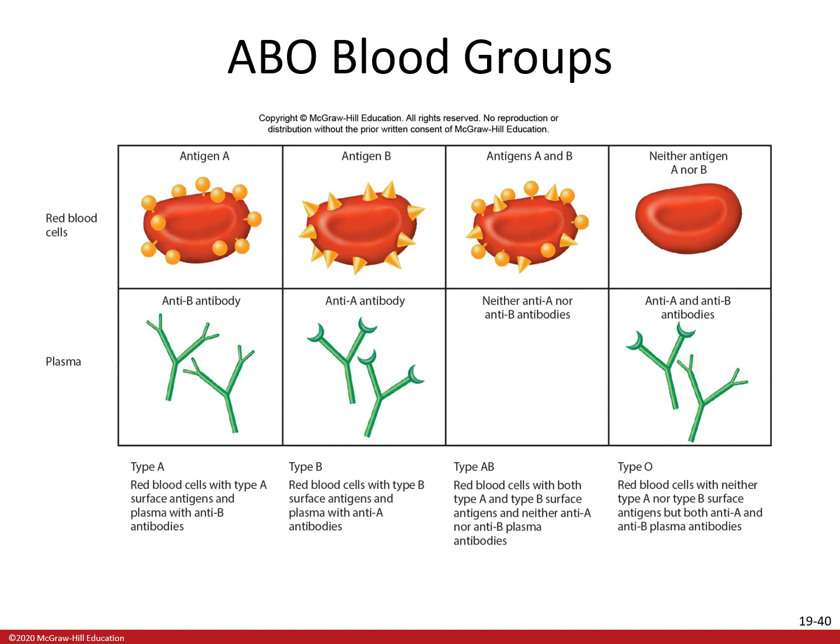Now, the types of blood that are going to kind of throw you off a little bit and be a little bit weird are type AB and type O. Type AB is going to be red blood cells that have both antigens A and B studding the surface of the red blood cell, while the plasma is going to contain neither anti-A nor anti-B antibodies.